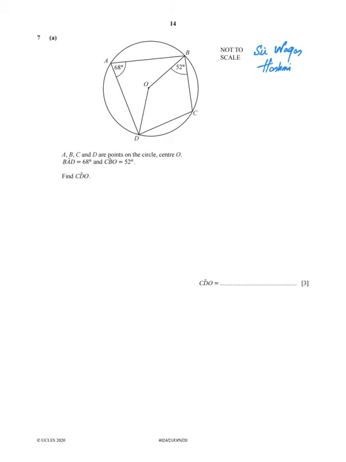Alright, it's question number 7 from the topic circle properties. Alright, we need to find the angle CDO. That means we need to find the angle, this one. Let's call this angle X. Firstly, we have a cyclic quadrilateral because all 4 points lie on a circle, right? So I can say that angle A plus angle C equals 180. That is the property. So angle A is 68 plus angle C equals 180, right?